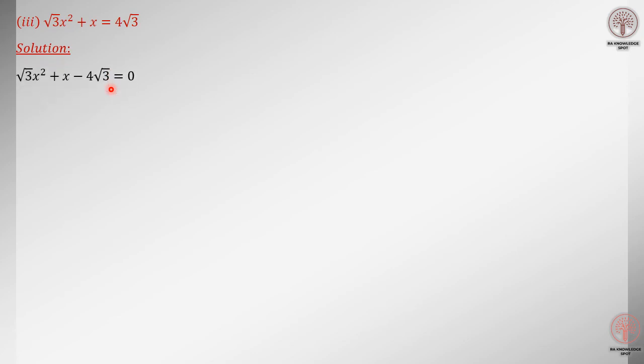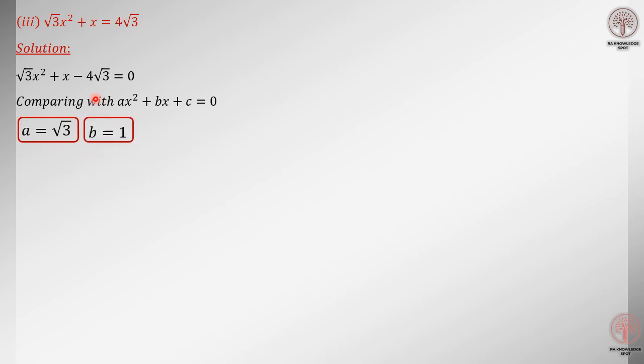Now, this is the solution in front of you. First you have to do what? You're going to take this term to the other side because this is your c. Now, comparing with ax squared plus bx plus c is equal to 0, your a is under root 3. Now, guess what is b? Yes, b is 1. Now, what is c? Yes, the whole term is c.